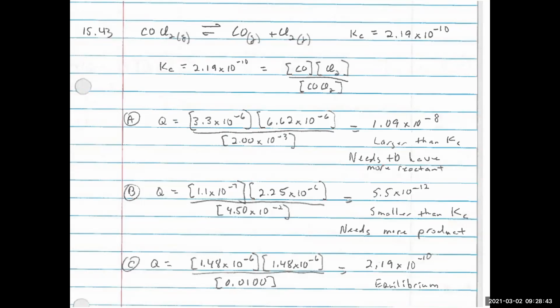So any questions on how you use that Q value to tell what the reaction is going to do? Is it going to go to products or reactants?